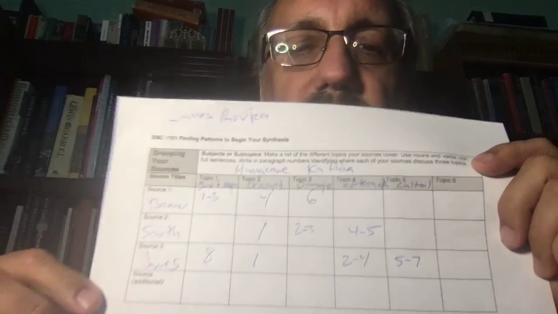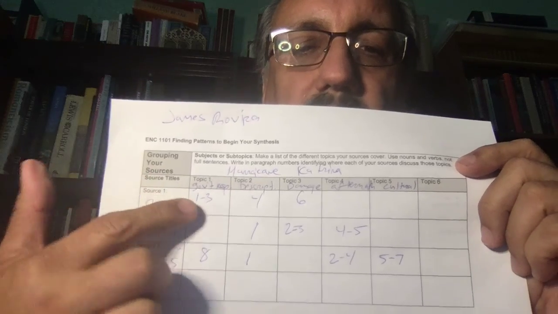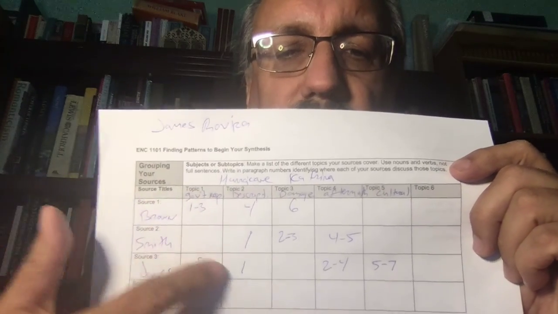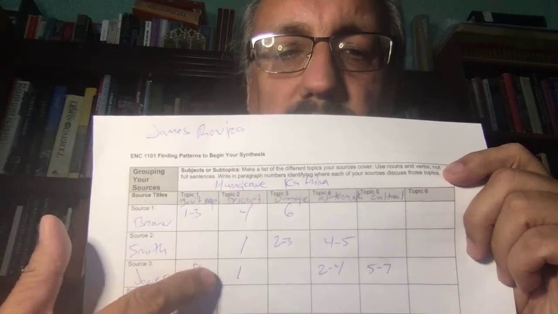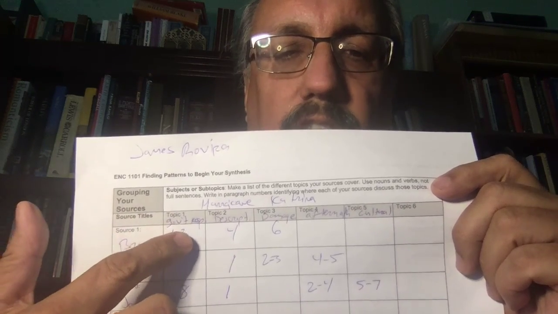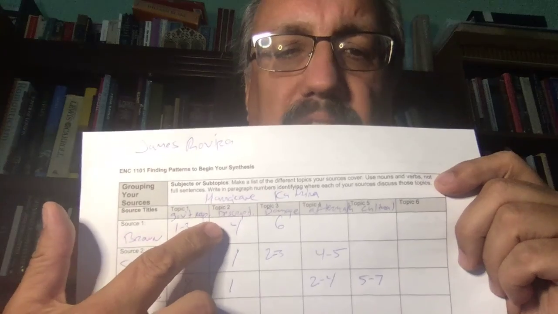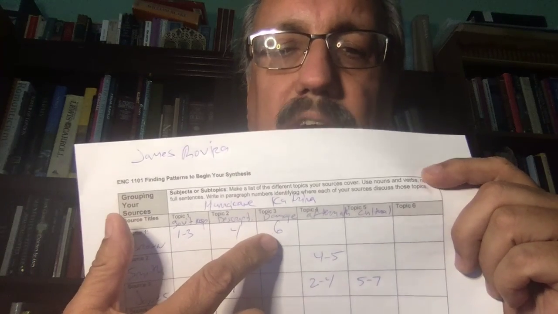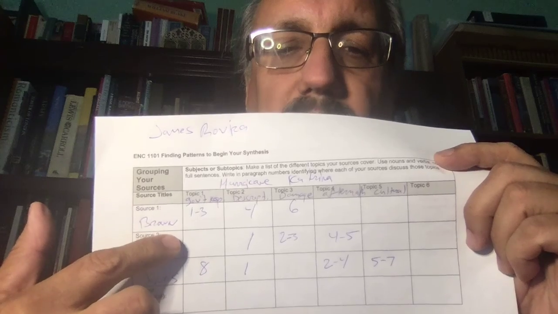Okay, so see these numbers here? Those are the paragraph numbers I wrote in. And remember how you outlined all your sources by paragraph numbers? So you can write your source paragraph numbers in here too. So Brown paragraphs 1 to 3 are government responses. Description of the hurricane itself was in paragraph 4, and the damage was in paragraph 6. And maybe paragraph 5 talks about something that's not in common with any of the sources.